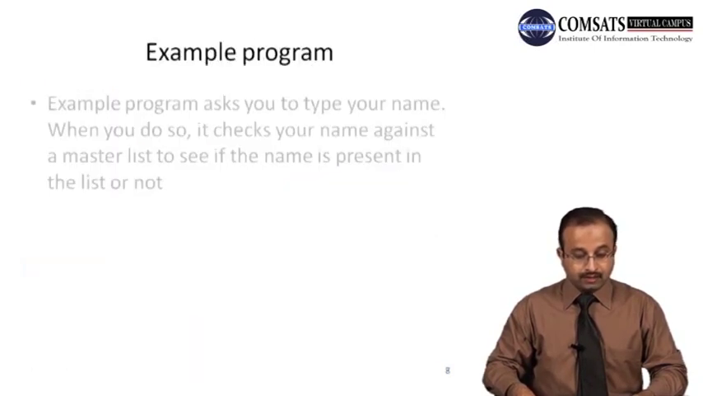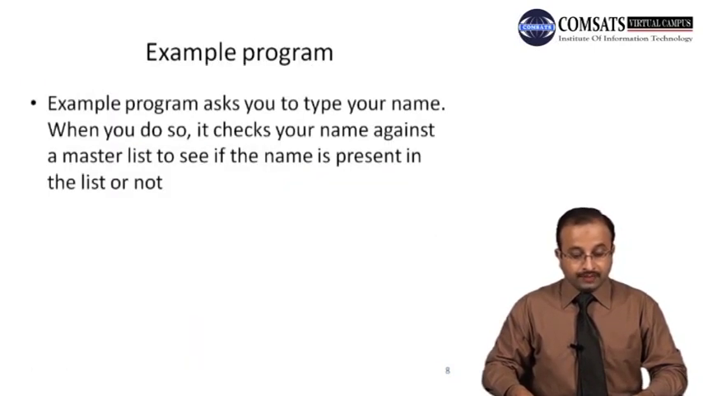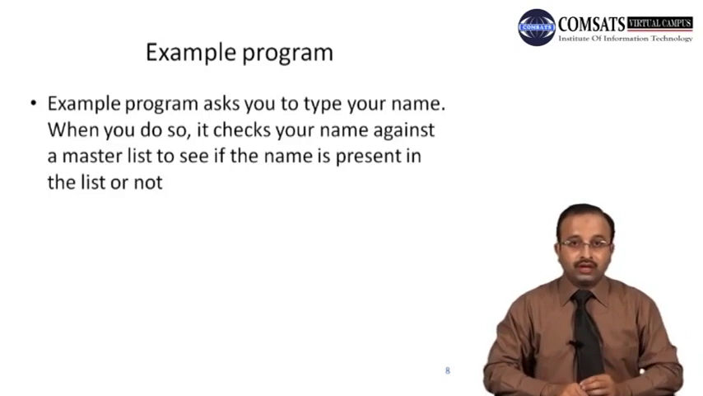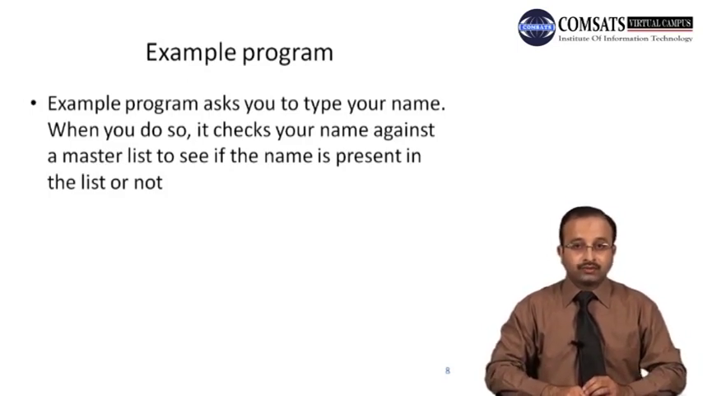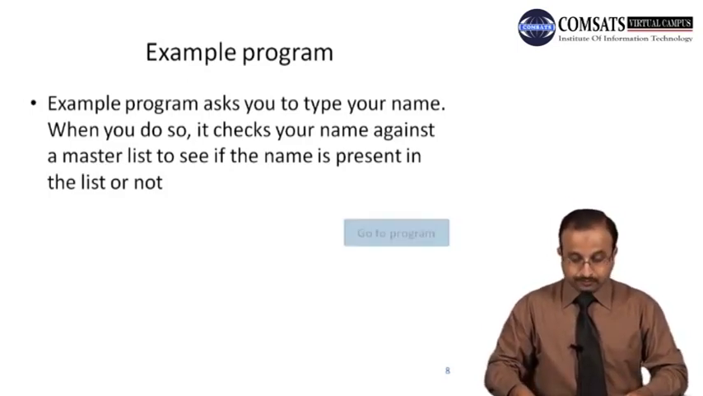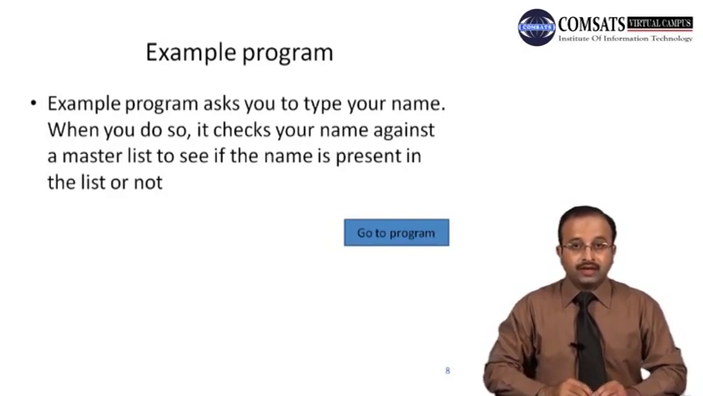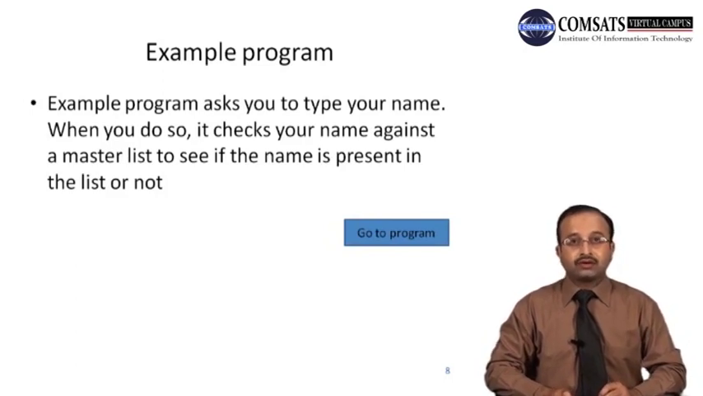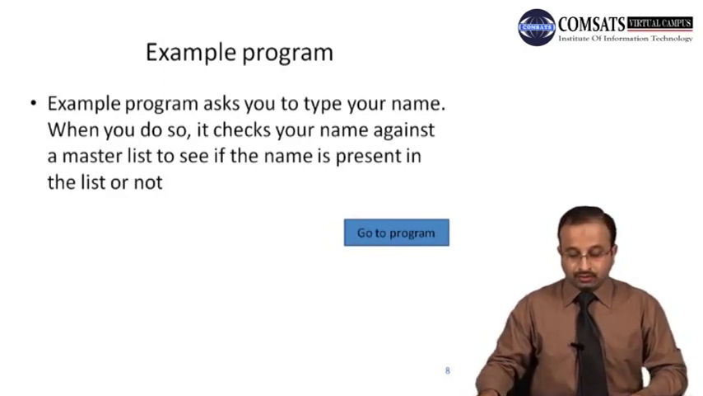Let's see the example program. The example program asks you to type your name. When you do so, it checks your name against a master list to see if the name is present in the list or not. So a master list is already present in the program. We will see that list in the source code of the program. And then we type in some name, and then that program tells whether the typed in name is present in that list or not. Let's go to the program.